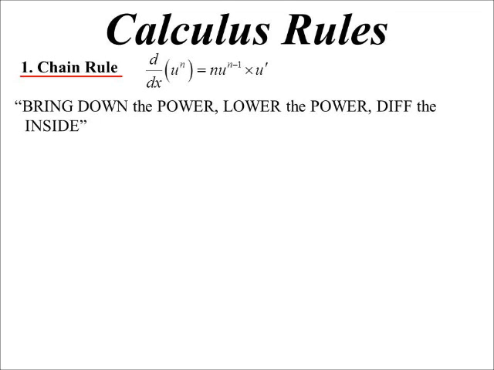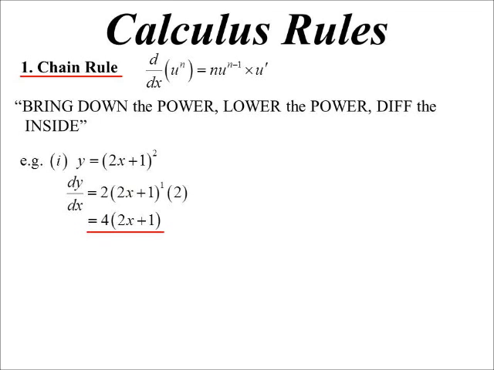So here it is. This was the question from yesterday. I say, it wasn't too bad to expand out. But what we could now do is bring down the power, so the 2 comes down the front. Lower the power, so the 2 becomes a 1. Then put the boot in. Diff the inside. The inside is 2x + 1. Differentiate that, we get 2.